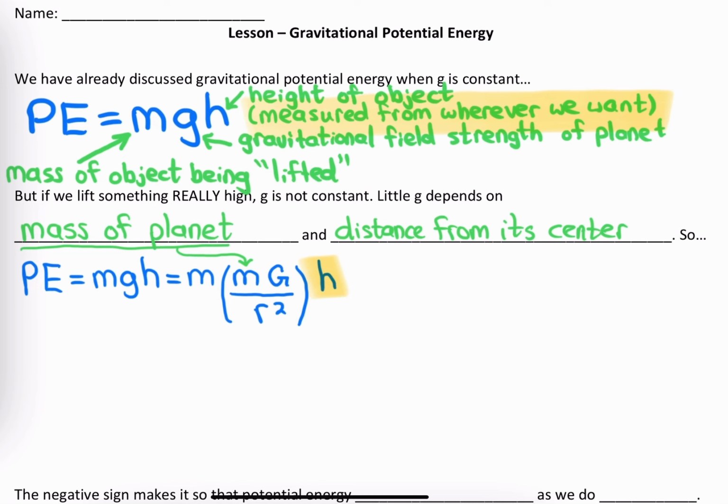So what I'm going to do, just to simplify this formula a little bit, is to make these two play nice together. To make it so they're actually measuring the same thing, I'm going to choose to measure h from the center of the planet as well. R is the distance from the center of the planet. H is the distance from wherever we want. So if we choose that wherever we want to be the center of the planet, R and H are actually the same value.